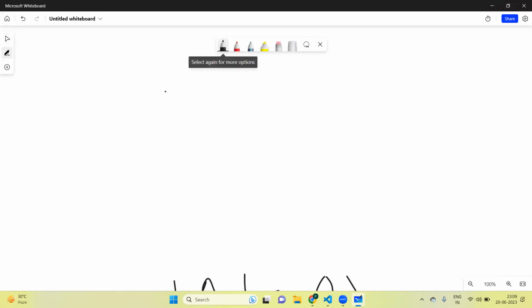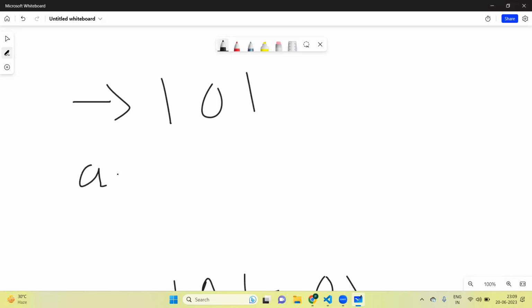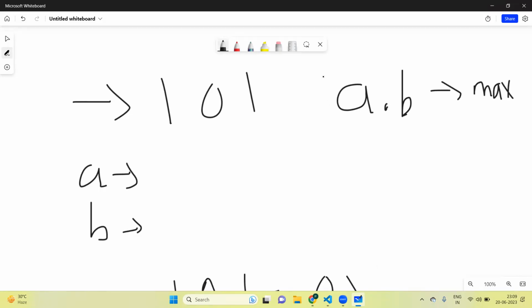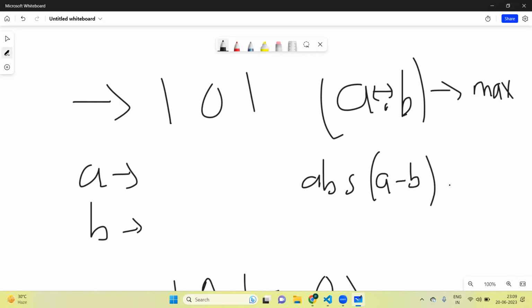Suppose we have a number 101, and we are trying to make two numbers, a and b. There was another condition that a times b should be maximum. Since we want the product of two numbers to be maximum, the difference between them should not be very large; it should be minimized. Then only we can get the maximum product. The absolute difference between a and b should be minimized, and then the product of the two numbers will be maximized. This is also a mathematical fact.